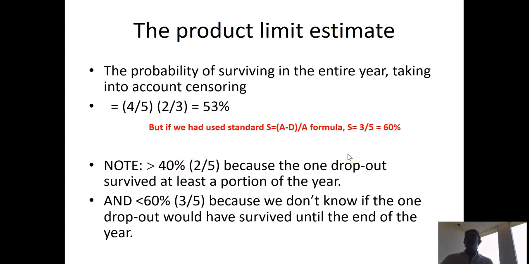The Kaplan-Meier method gave us an estimate somewhere in between, assuming that the censored person lived and the censored person died. That's the power of Kaplan-Meier. It allows us to quantify the uncertainty of not knowing what happened to the censored individual.